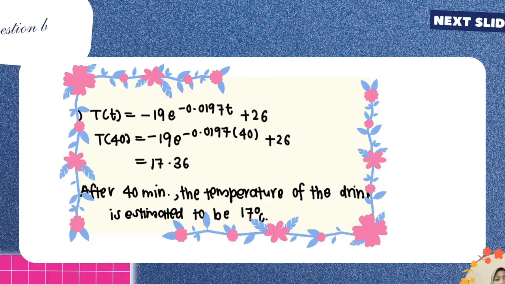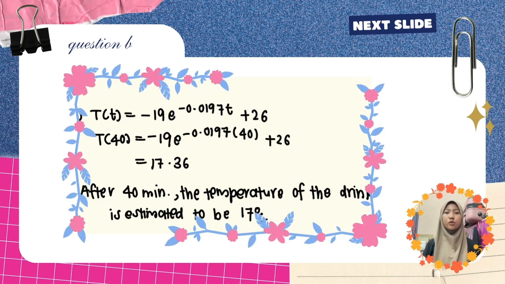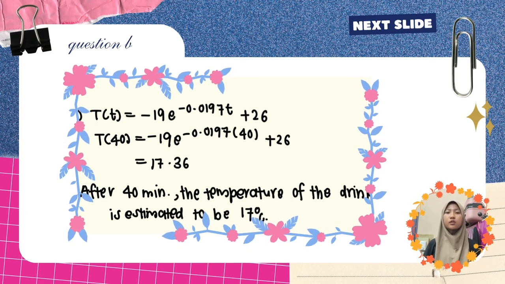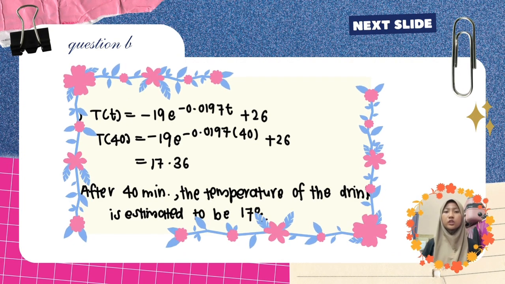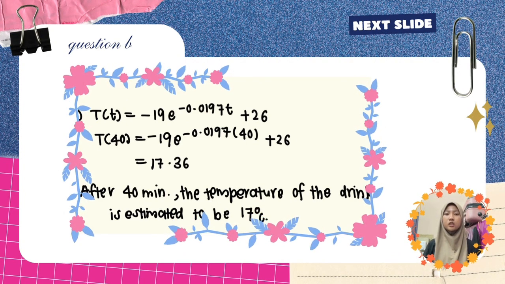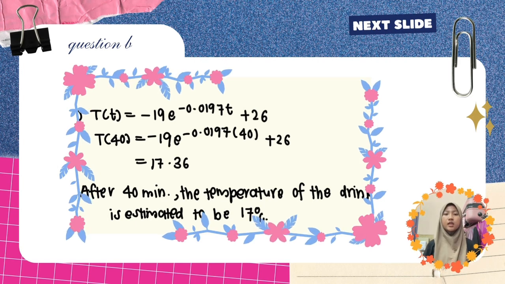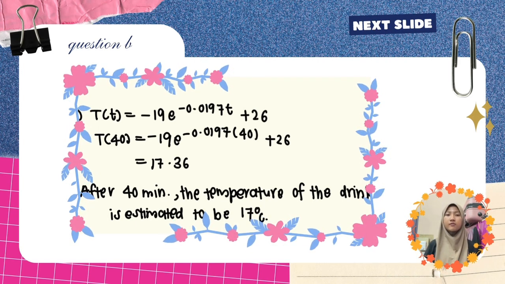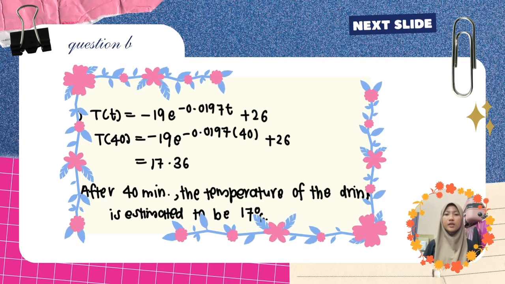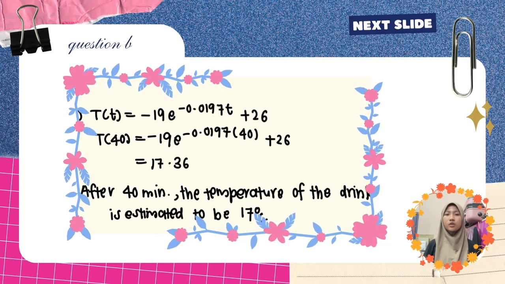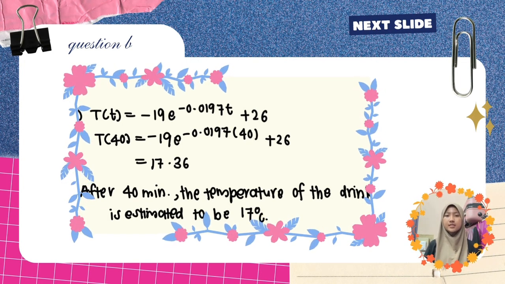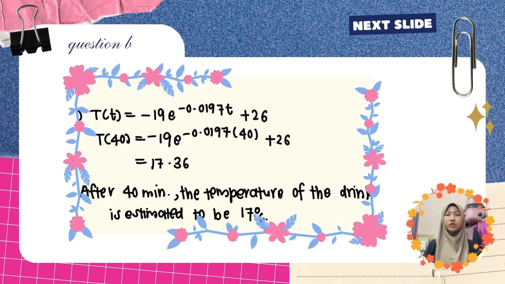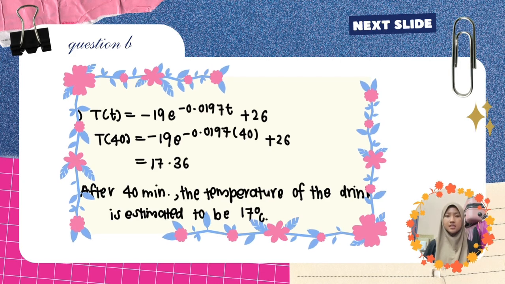In this slide, I will tell you how to solve question B. For question B, we just substitute t equal to 40 into the temperature equation, which is negative 19 e to the power of negative 0.0197 multiplied by 40 plus 26. And the result is 70.36. Therefore, after 50 minutes, the temperature of the drink is estimated to be 17 Celsius.